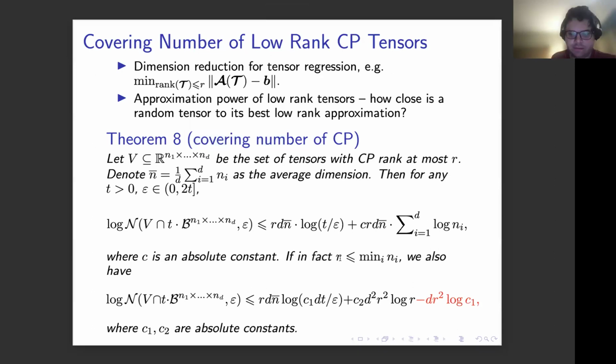If in fact the rank is really small, so the rank R, the number of rank 1 terms in the CP decomposition, is less than the minimum dimension here, this is the so-called undercomplete case in tensor decomposition. Then you get an improvement in this covering number. So you get to subtract off this extra term here, in the low rank case, so that the covering number drops further.